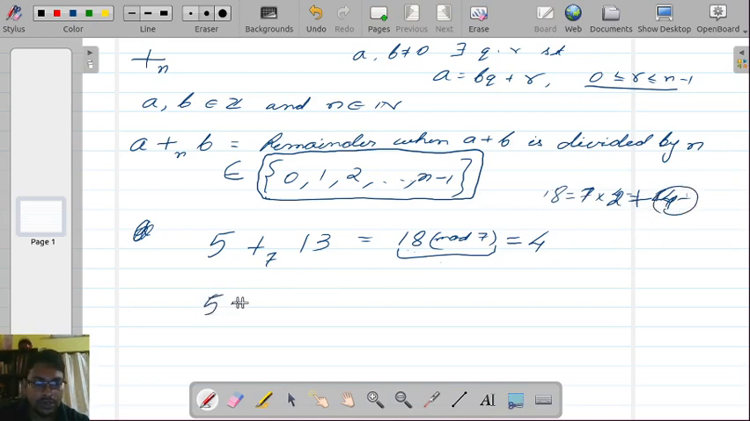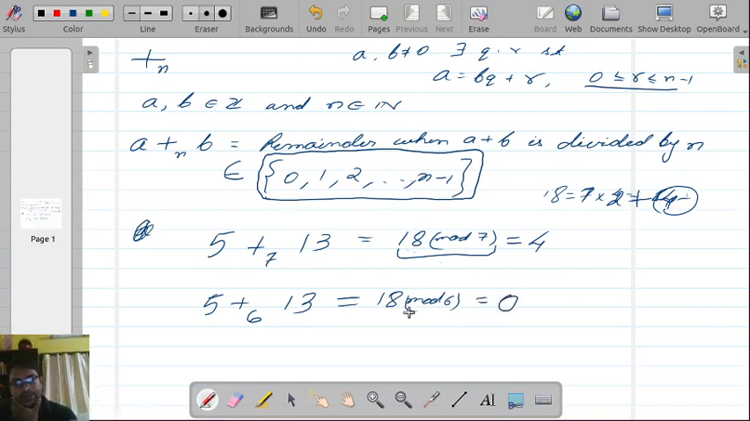So 4 is the remainder. But you see, if we change the modulo, say I change it to 6, 5 plus 13 is 18, so it's 18 mod 6. And what is 18 mod 6? It's actually 0, because if you divide 18 by 6, the remainder is 0. So a lot of things depend on the number with respect to which you are taking the modulo.